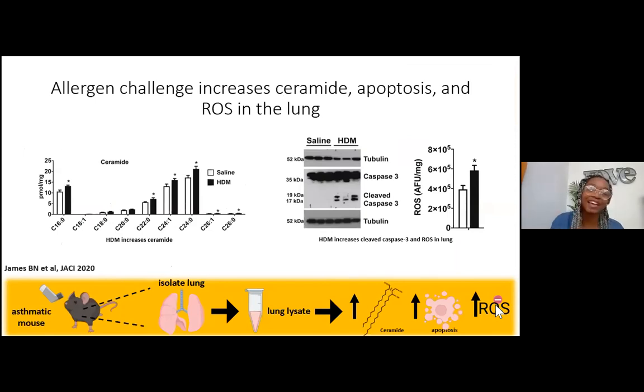Interestingly, ceramide in the lung lysate of the house dust mite challenged mice was also significantly increased, specifically in the C16 and C24 species of ceramide, which are the prominent species in the lung. We also saw a striking induction of apoptosis, which we measured by protein expression levels of cleaved caspase 3. And in the lung lysate of house dust mite challenged mice, there was also a significant increase in oxidative species, which we measured as ROS using a general oxidative stress indicator.